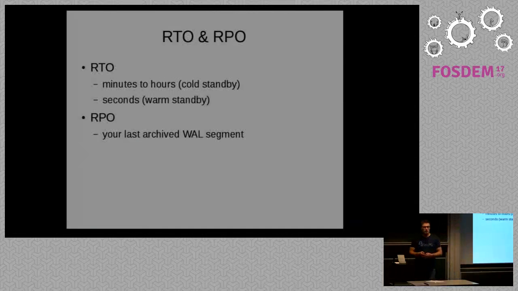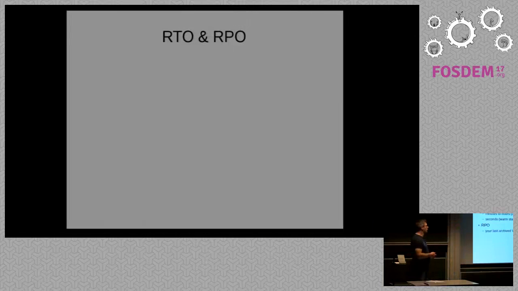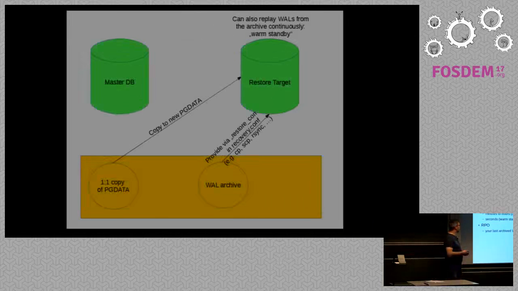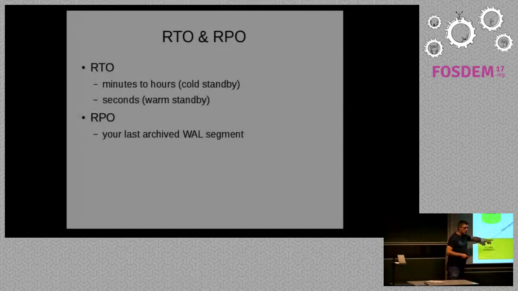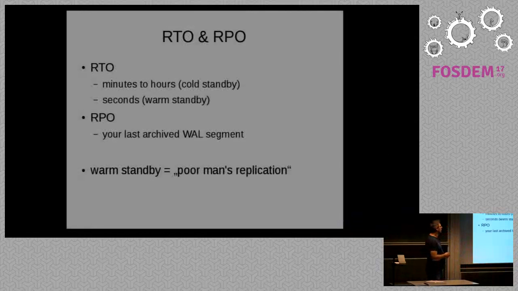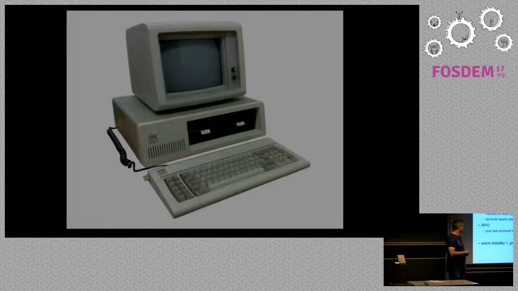RPO would be the last archived WAL segment. So the master will only send finished WAL segments towards the archive, so you will lose everything that happened after that was last sent. So that's why I would call warm standby a poor man's replication. It's better than nothing.